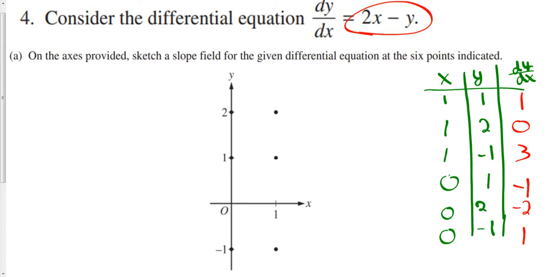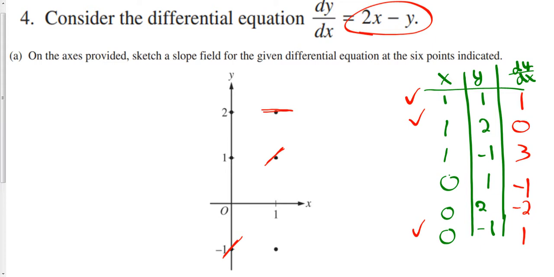So I'm just going to start plotting those slopes. At (1, 1), I'm going to make a slope of 1, so that looks like this. At (1, 2), I have a slope of 0, so that's pretty straightforward. At (0, -1), I know I have a slope of 1, so I'm going to go ahead and do that one right now. And then let's do our -1 slope. So we did this one, we did this one, we did this one. Let's do our -1 slope.